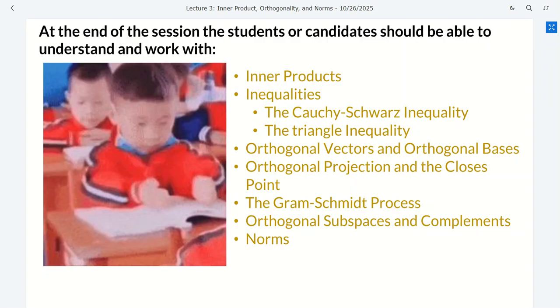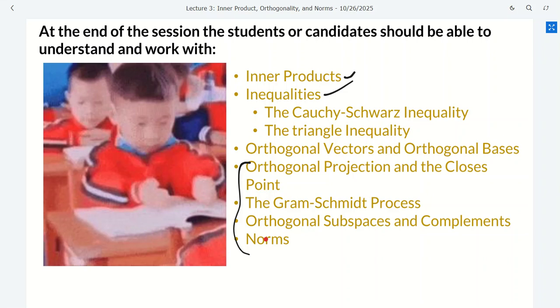All right. So last week we spoke about inner products. We also spoke about the inequalities, which are the Cauchy-Schwarz inequality and the triangle inequality. Then we also spoke a little about orthogonal vectors. Today we are going to talk about orthogonal projection and the Gram-Schmidt process, and also orthogonal subspaces and complements, and norms.